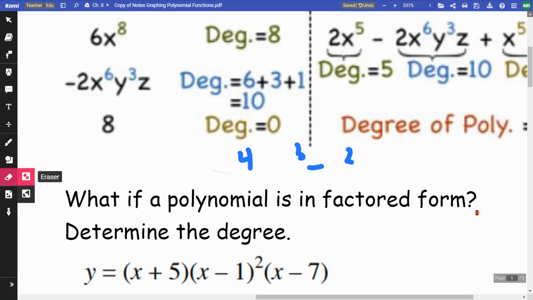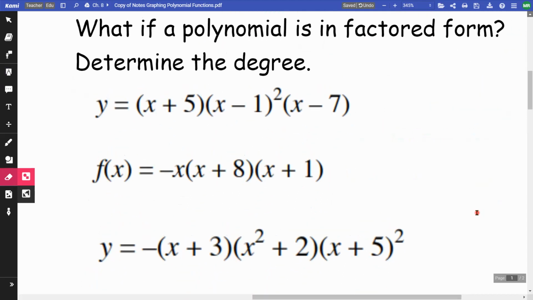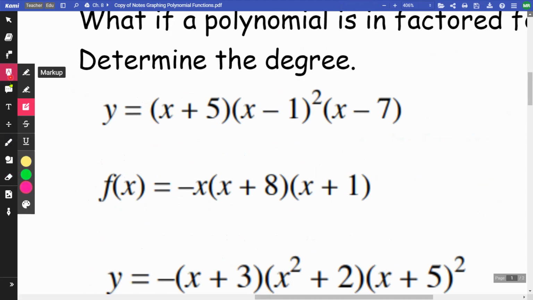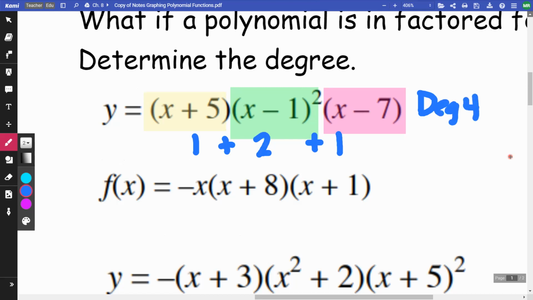Now, when it's not in that type of a form, it's in a factored form, we do it slightly differently. So what we're going to do is find the degree of each of these factors. So we have this factor, and this factor. And so we're going to find the degree of each of them. This is degree 1, and we're going to add it. The next one would be degree 2 because of that square. And then the next one would be degree 1. So this entire thing would be a degree 4.